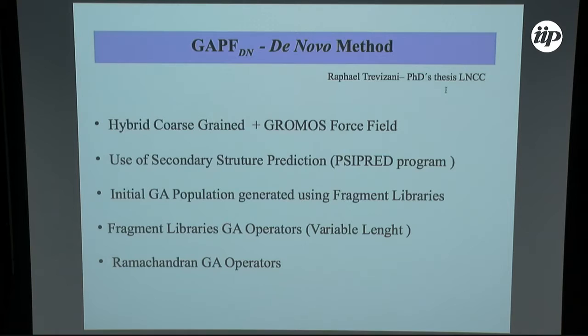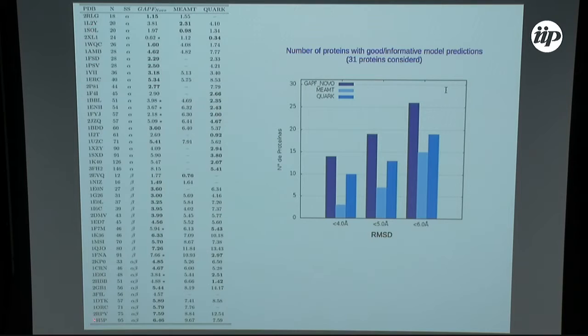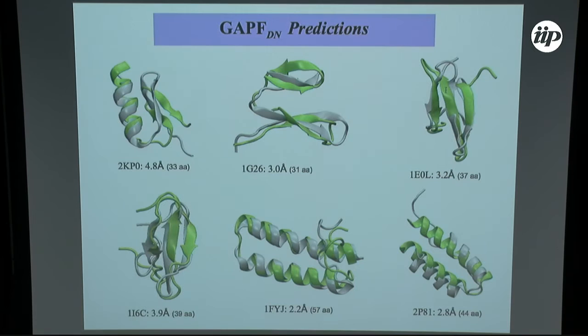And here we have a set of 40 structures, and we compare the GAPF de novo program, the multi-objective program from Fernando Barroso, and the Quark approach, which is also a de novo approach. And for the results, when we investigate the 31 proteins that have predictions for all the algorithms, we saw that the performance of the GAPF is good compared with Quark, and we are confident that for small proteins, our approach is a competitive one.